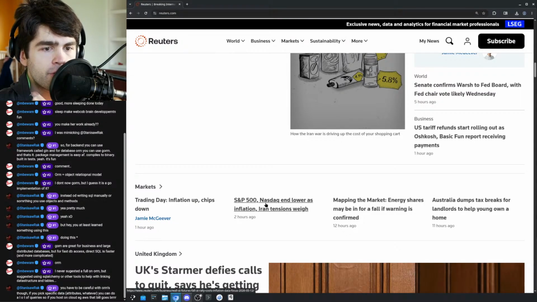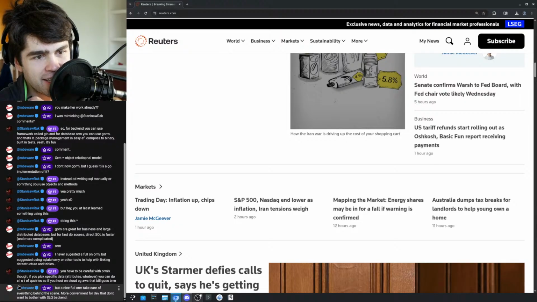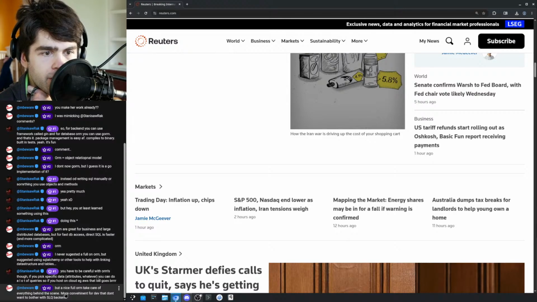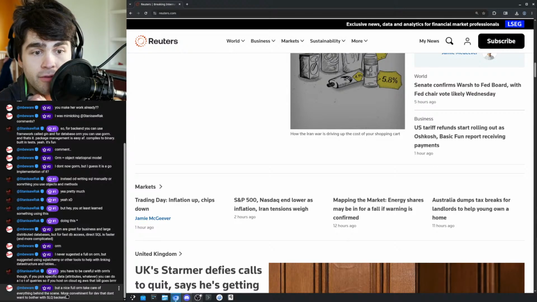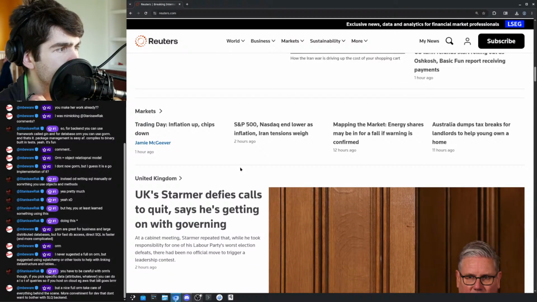You have to be careful with ORMs, though. If you pick specific data attributes, you can do a lot of queries. So if you host on cloud, e.g. AWS, bill goes brr. Yeah, it sounds like an easy trap, right? But a nice full ORM takes care of everything behind the scenes, more convenient for devs that don't want to bother with SQL backend. Yep, would agree with that.